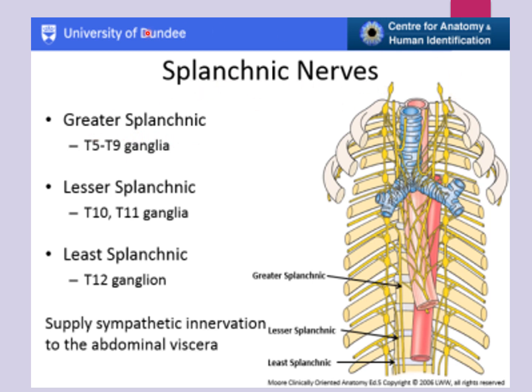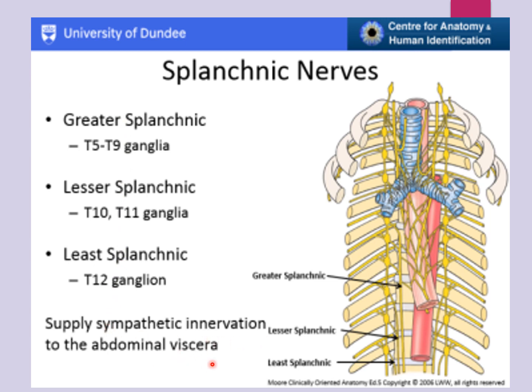Now the splanchnic nerves. We have the greater splanchnic nerve, which is formed by T5 to T9 ganglia, right? Then we have the lesser splanchnic nerve, which is formed by T10 and T11 ganglia. Then we have the least splanchnic nerve, which is formed by the T12 ganglion. So these splanchnic nerves supply sympathetic innervation to the abdominal viscera.